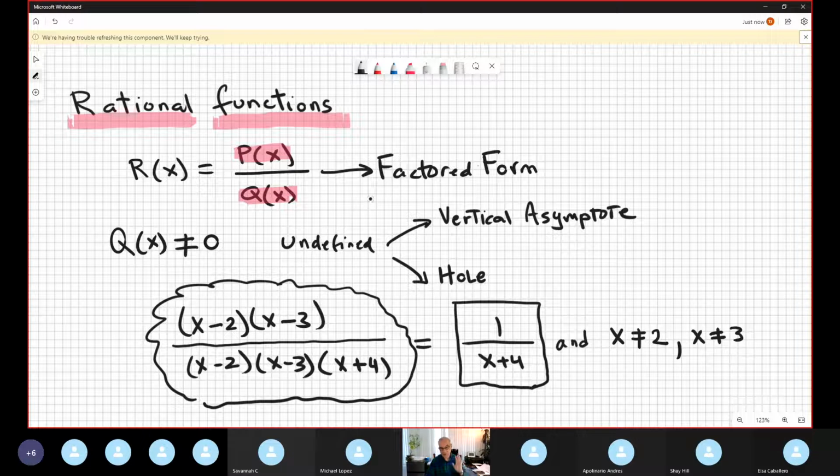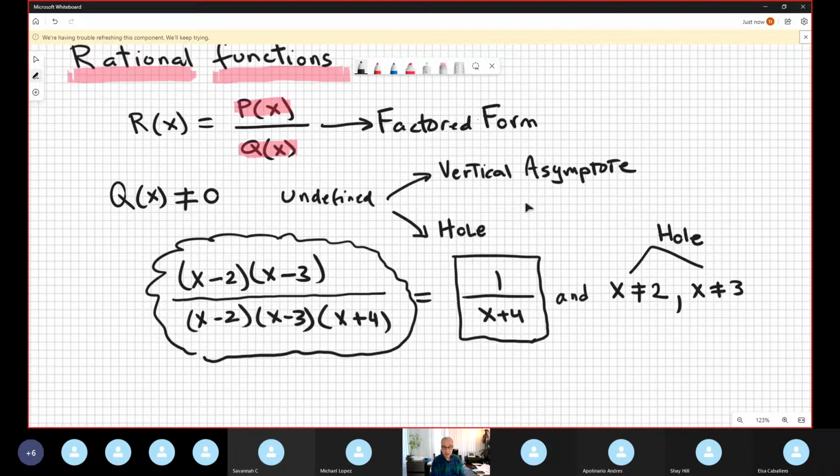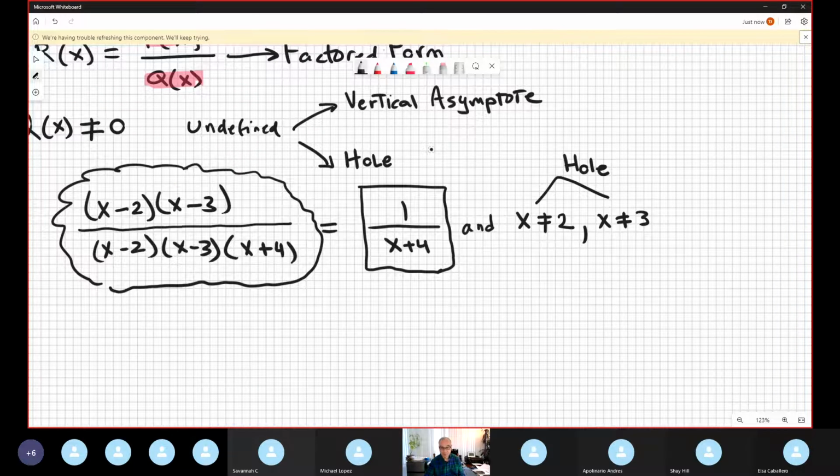But the bad guys are 2 and 3. 2 and 3 are different. 2 and 3 represent the holes, of course, where the original function is undefined. And at x, let me copy it separately. At x equal negative 4 is the zero of that part, is the vertical asymptote.